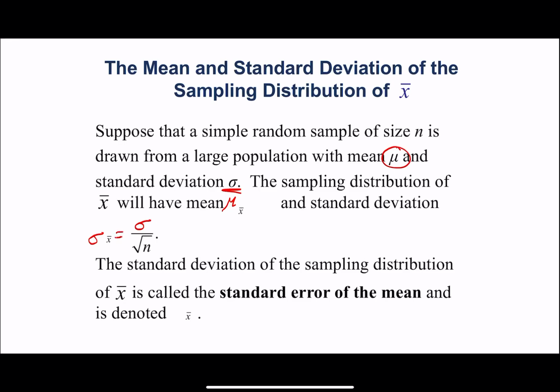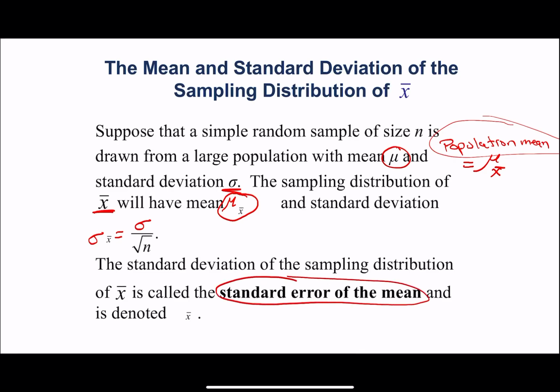So our mean of our means, mu sub x bar, is always going to be the same as our population mean. So population mean equals mu sub x bar. The mean of the means is going to be the same. So when it asks you for mu sub x bar, it's always going to be the same as the population mean you are given. The standard deviation is also called the standard error.